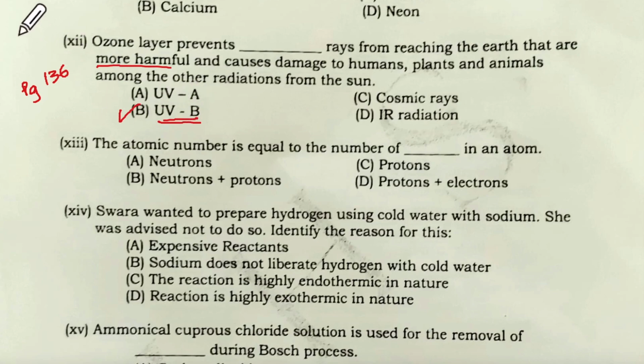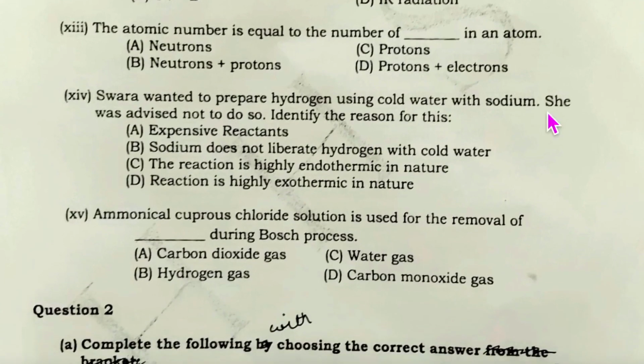Okay, so what is your 12th one? Be careful over here. This is B, and we have to learn it. Then what is the next one? Let us just quickly finish this section. Question 1. Atomic number is equal to what? Atomic number is equal to the number of protons, correct? So this will be C. This will be the 13th one.